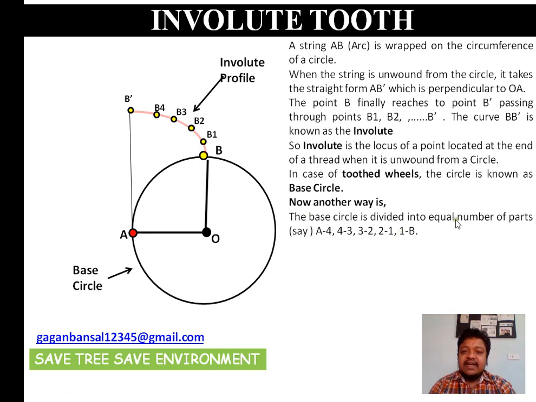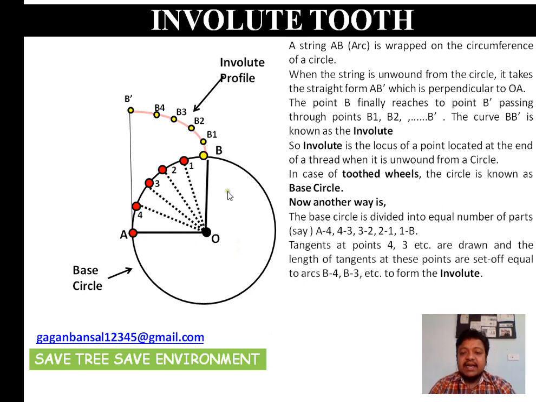The base circle is divided into equal number of parts. This is an arc that we have taken, AB. We have divided it into equal parts, say from A to A4, then 4 to 3, 3 to 2, 2 to 1, and 1 to B. Now tangents at points 4, 3, 2, 1 are drawn, and the length of the tangent at these points is set off equal to arc B4, that is from B to 4, then B3. We will draw one tangent to the base circle from point 4.